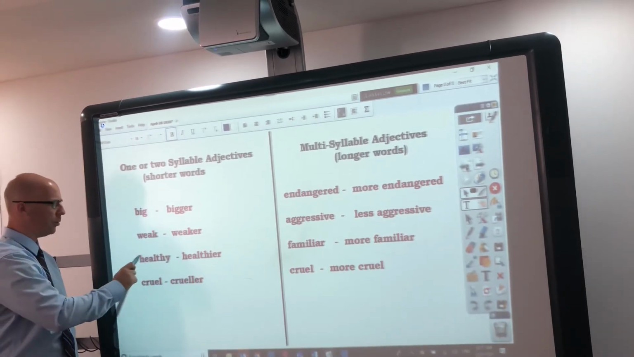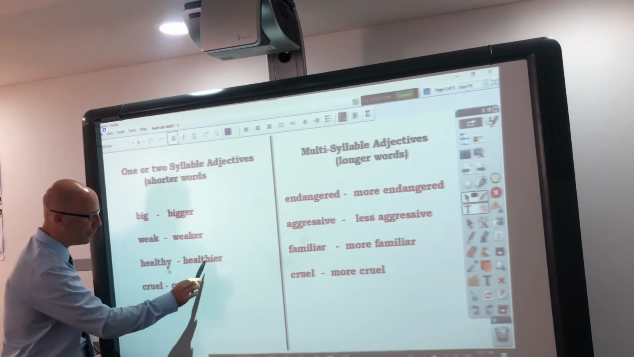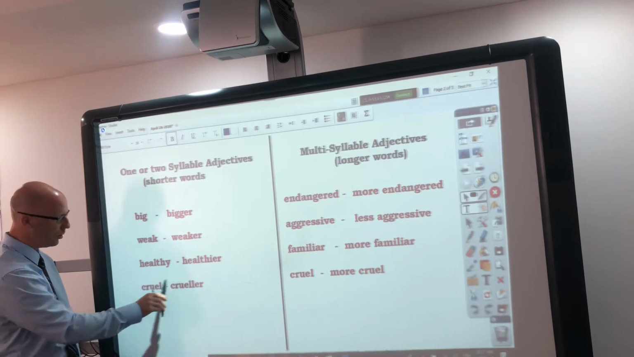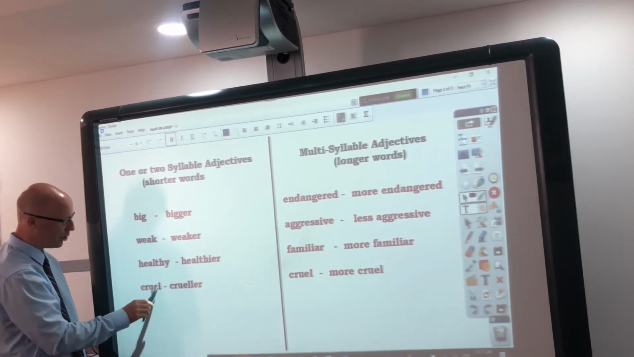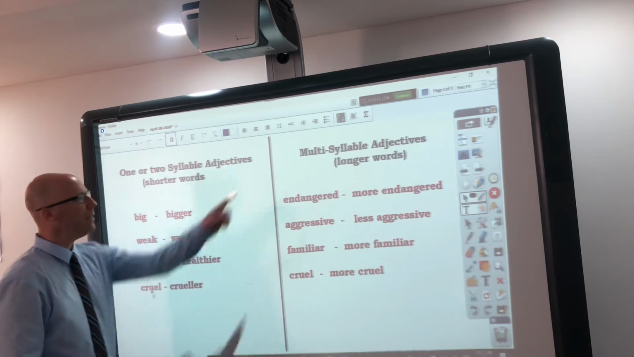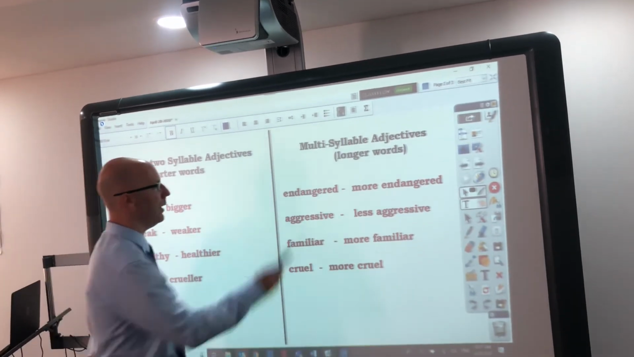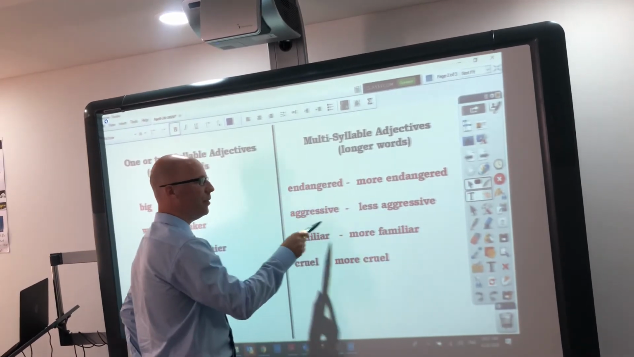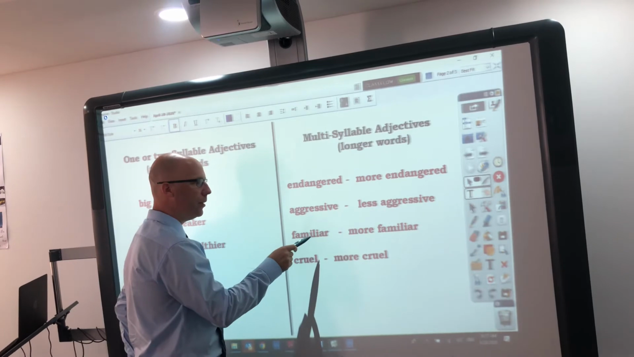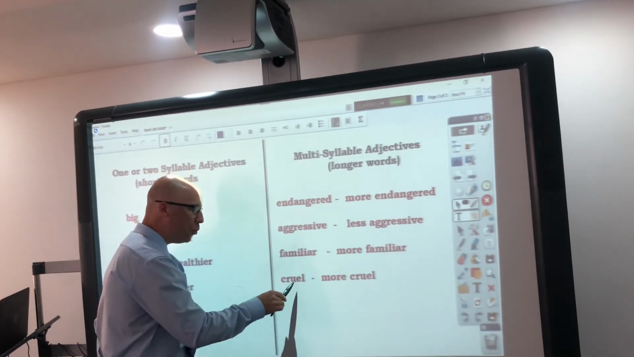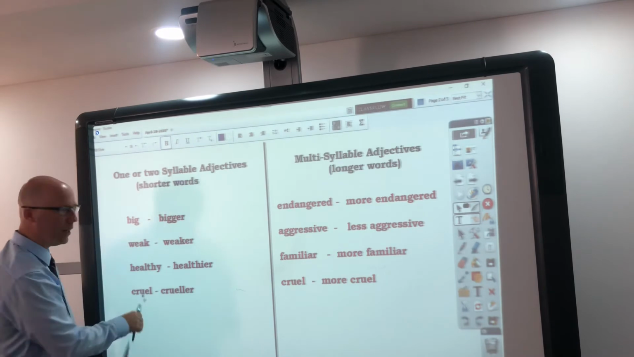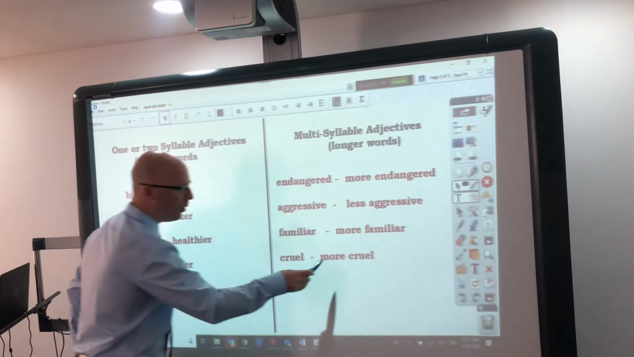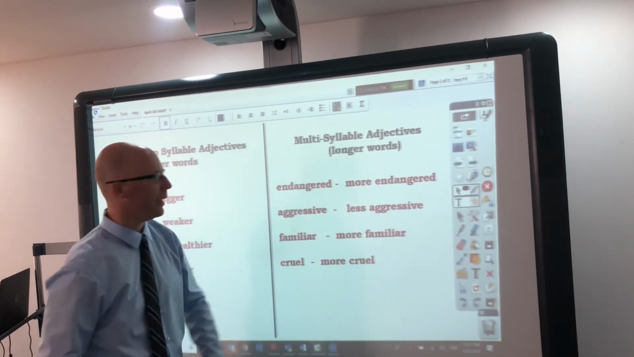Healthy, well, this is a little bit longer word, but we change it, especially when there's a Y, and then we put an IER, healthy, healthier. And then here we have one, cruel, crueler. A little bit tricky, you add an extra L and an ER. Okay, when it's a bigger word, generally a bigger word, endangered, we just put a more in front. So more endangered. Aggressive, less aggressive. Familiar, more familiar. Cruel. Look, we had cruel here. Cruel is one of these words that can be either or. You can put crueler or more cruel, up to you, whatever you like.